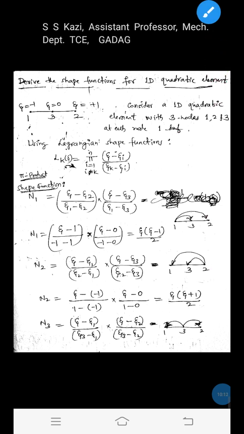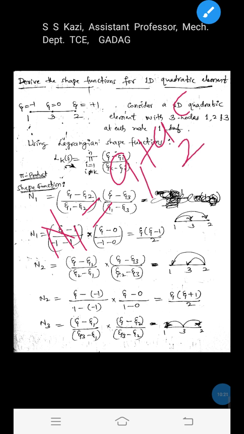Now if we consider it, for a quadratic element, the shape function N1 can be assumed as a1 plus a2 zeta.